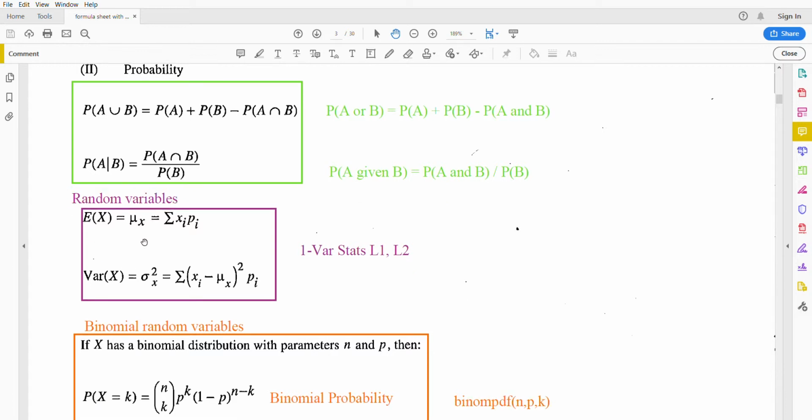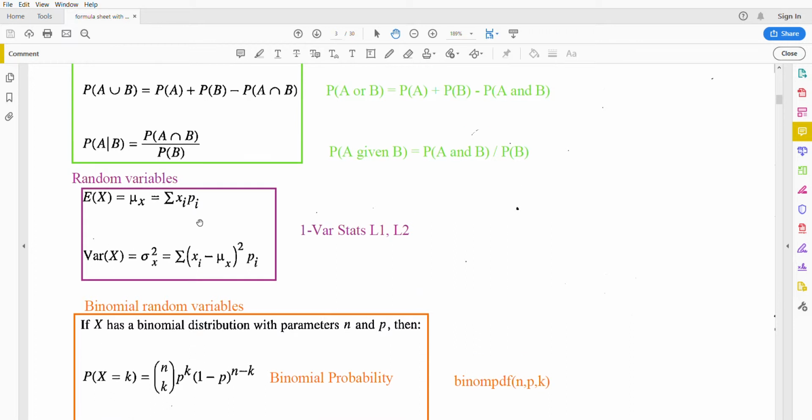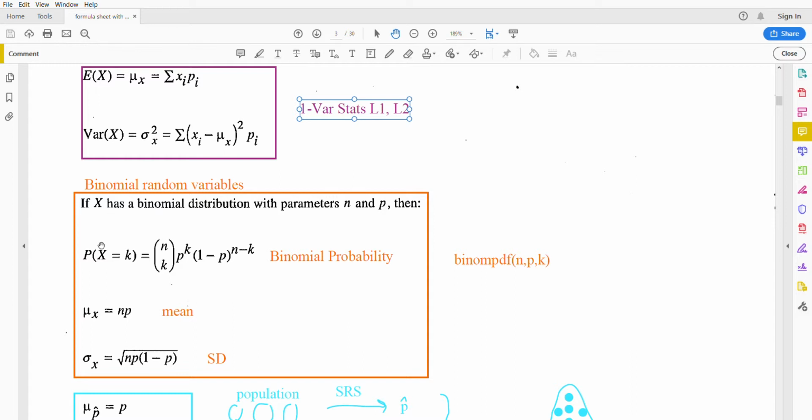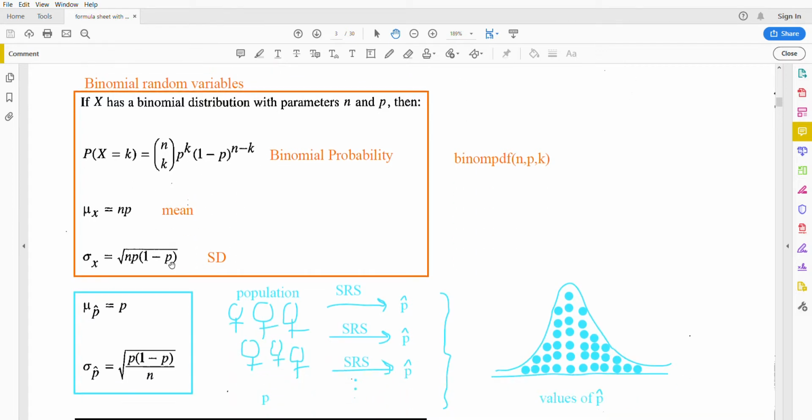Same thing with this, know the expected value formula. You will definitely need to use that at some point during the exam. But also remember that you can use one-var-stats, where list 1 has the values and list 2 has the probabilities. So know that as well. For sure, know where the binomial formulas are. Like section it off or something. You will definitely need to use this during the exam.